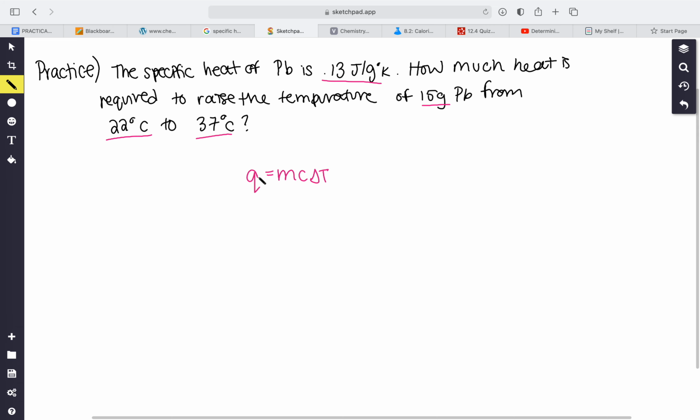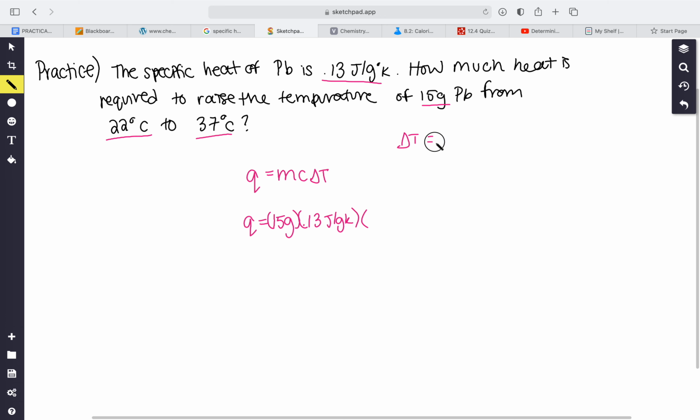So let's see what we can plug in. I'm going to write Q is equal to, first thing actually is mass. So let's see if we have that first. So we do have mass, 15 grams. And we are looking for the heat, so I'm going to leave Q by itself. So Q is equal to 15 grams, and then we have the specific heat, 0.13 joules per gram Kelvin, and then to do the change in temperature, I'm going to do the temperature final minus temperature initial.